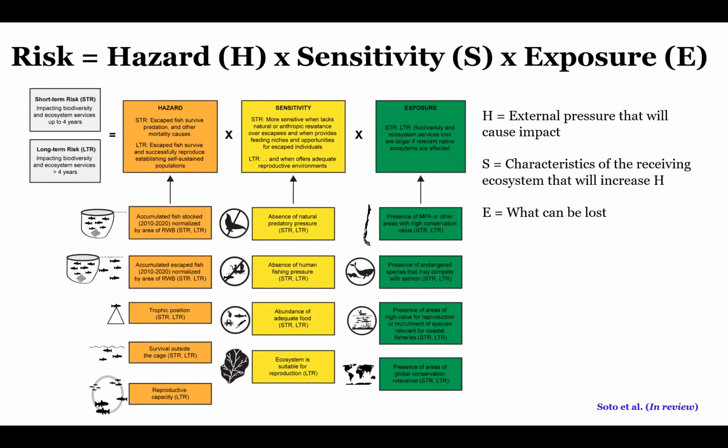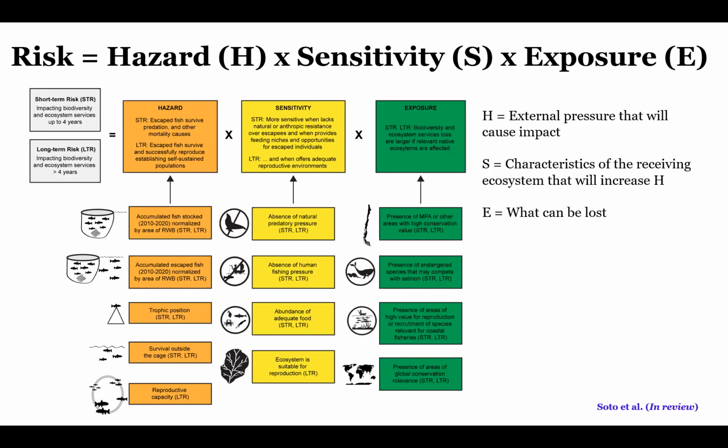And this is the idea. We create a matrix of different areas with different levels of information. In the case of hazard, we have the number of fish stocked every year, the number of escapes, the trophic position of different salmonid species, the potential survival outside when they escape, and their reproductive capacity. When they are highly likely to reproduce, this is long term, right? Because the species will be successfully established, and short term will be those that escape but cannot survive. So we have short term and long term, and we can create different types of scores based on the information that we have in each place.